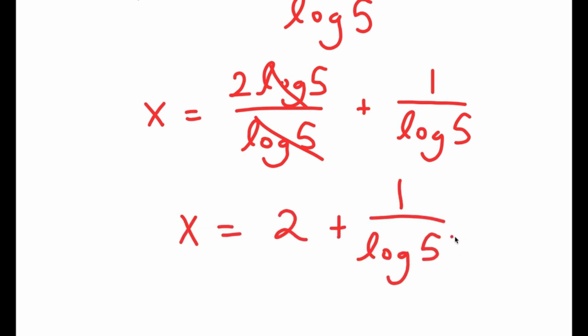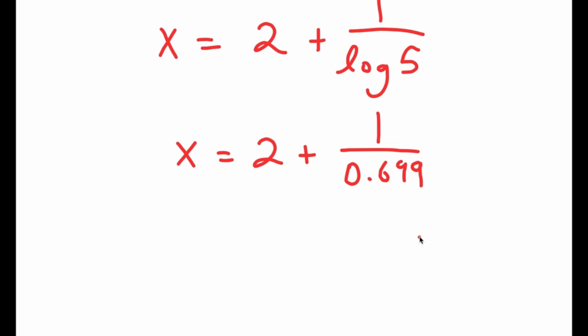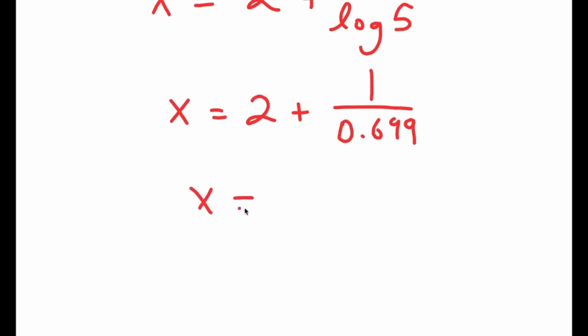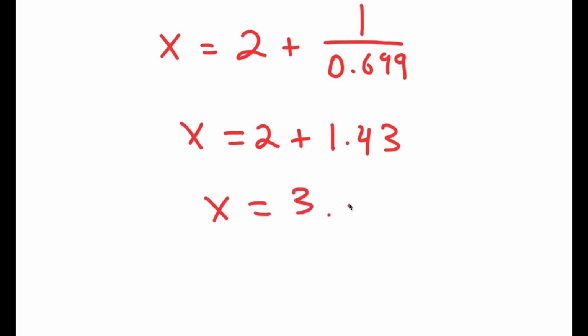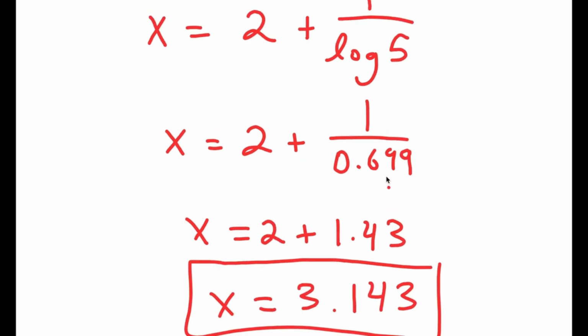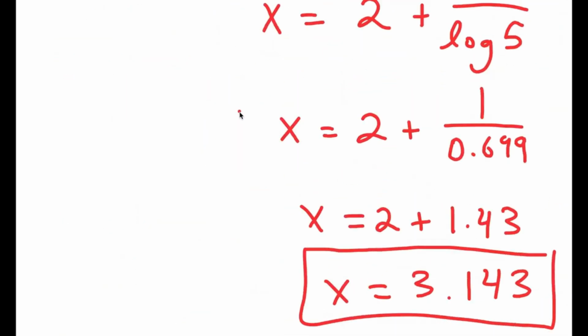And although this is an exact answer, I want the decimal answer, so I'm going to find the value of log 5. And log 5 is equal to 0.699, meaning 1 divided by log of 5 is going to equal 1.43. So 2 plus 1.43 is 3.143. So I get x is equal to 3.143. And this is my answer to this problem. And remember how we already said that x was going to be somewhere in between 3 and 4. So this proves us right.